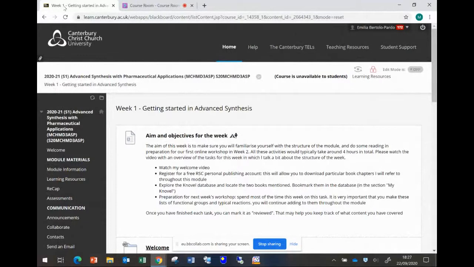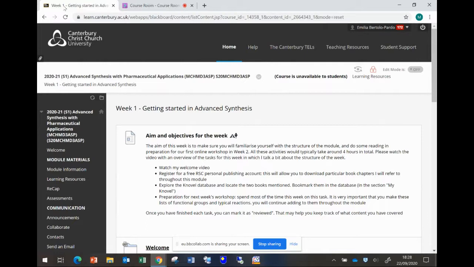So as you see, the aims and objectives for this week is for you to become familiar with the structure of the module and also to do a bit of reading and work in preparation for our first online workshop that will happen in the second week, in the second teaching week. In total, I would expect you to spend around a bit over 4 hours on all these tasks. And I will expect you to spend most of your time in the final task, which I will mention in a second.